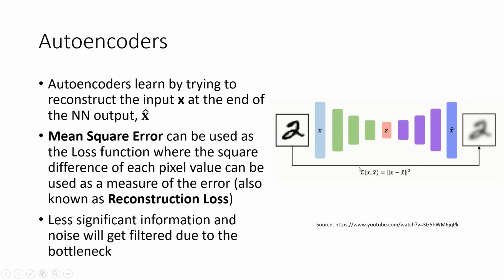Then you can compute the loss or the loss function of this autoencoder using the mean square error, right? So you can subtract each pixel value, x minus x hat, and you can take the square, and either you can divide it by the number of pixels or not, right? So in this way, you can find the loss function of this autoencoder, right?